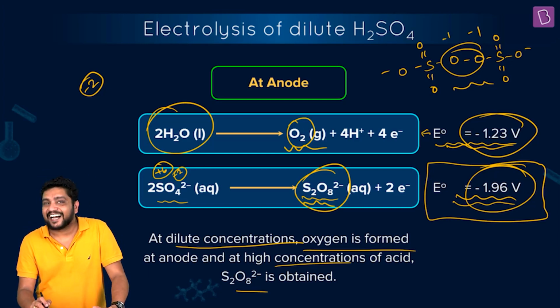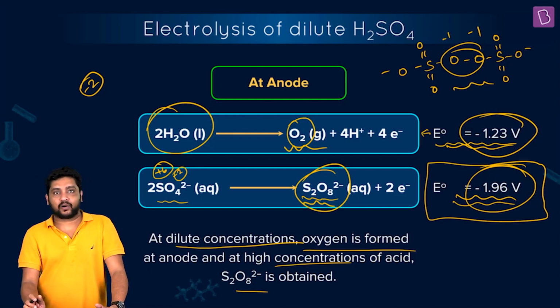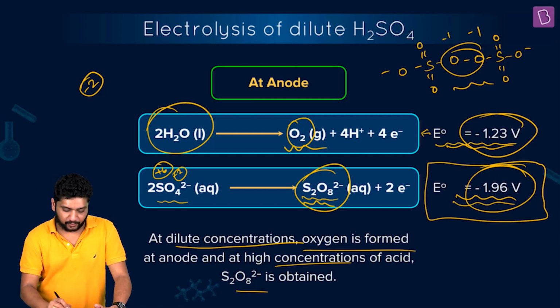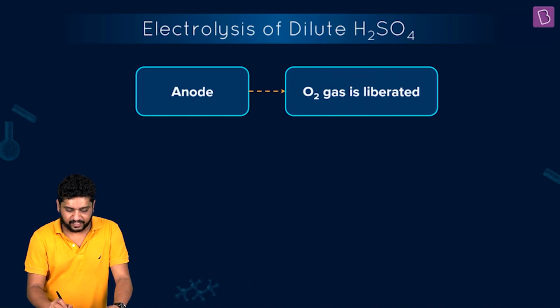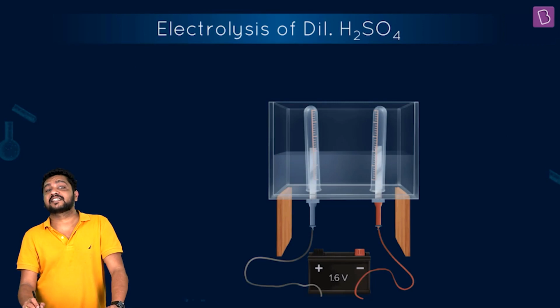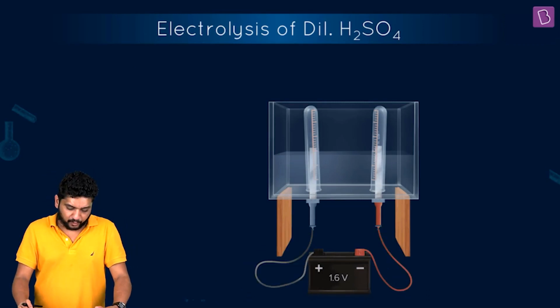We were already asked what is a gas. Obviously H2O2 2- is not a gas, and this is not going to be the answer for us. Obviously our answer is oxygen here. So what exactly is happening at the anode? We are seeing oxygen gas liberated. What is happening at the cathode? Hydrogen gas is liberated. This is the experimental setup.